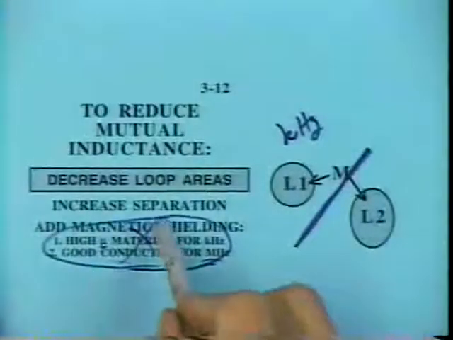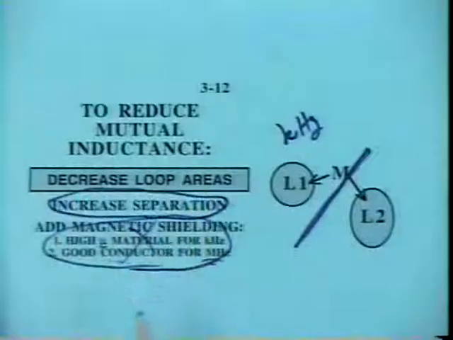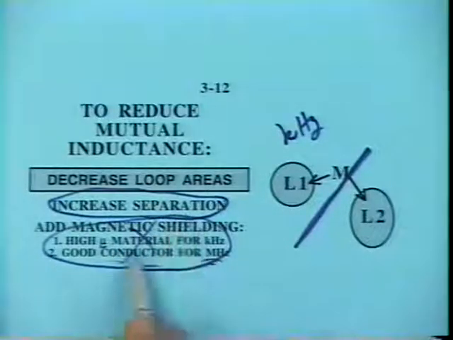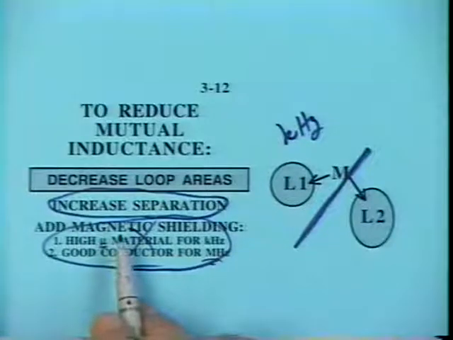What if we can't increase the separation? Again, this is a good idea. Yes, if you can get another 10 feet between the loops, that'll make a dramatic difference if you started out with them 6 inches apart. But what if we can't increase the separation? What if we can't afford the costly magnetic shielding? Well, there is one very good solution left.